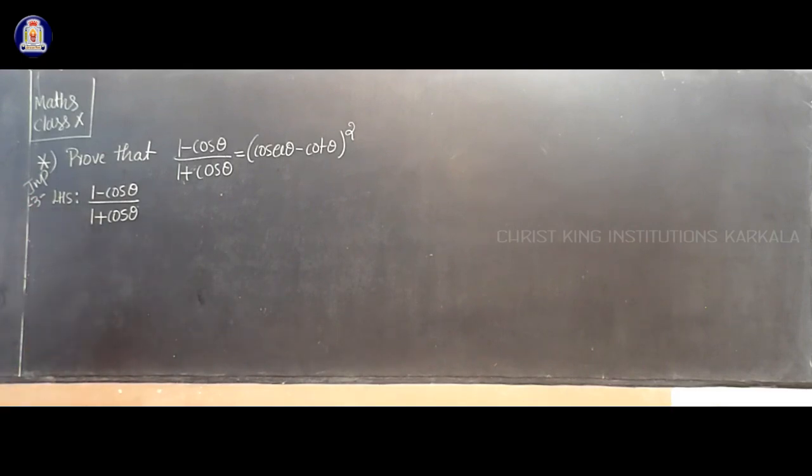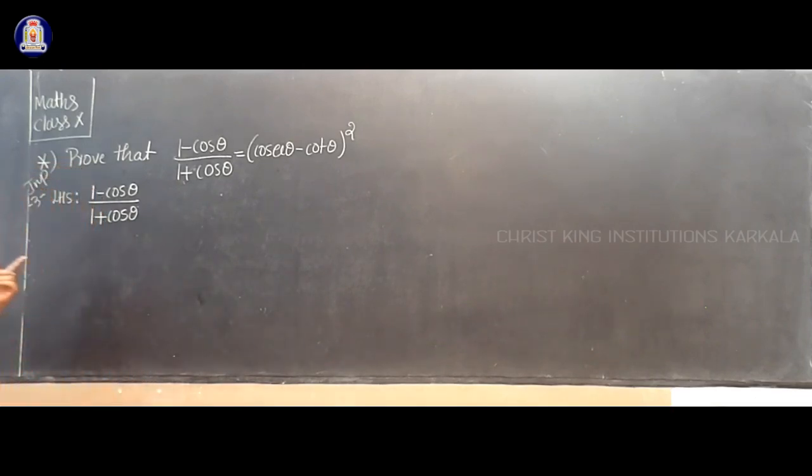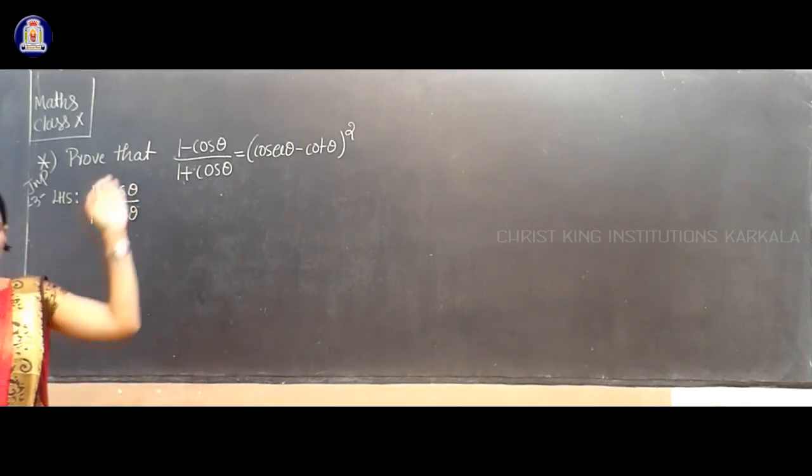What are the methods to solve this? First you have to see whether it is possible to apply an identity. Identity for the numerator, is it possible? 1 minus cos theta. But in our formula list, what is the identity? 1 minus cos square theta. So is it possible to apply the identity here? No. Now for the denominator, 1 plus cos theta, is it possible? There we have 1 minus cos square theta equal to sin square. So for numerator and also for denominator, it is not possible to apply those identities, meaning the formula list.